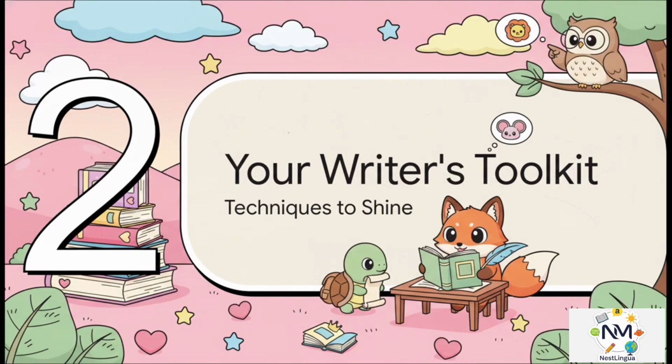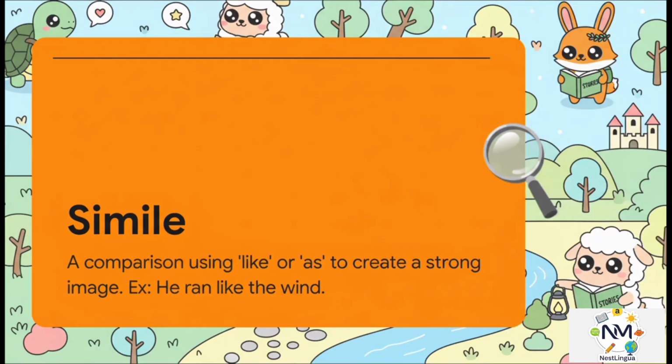All right, let's open up your writer's toolkit. We're going to look at a couple of special techniques that will make your fable really shine. First up, we've got the simile. This is a fantastic little tool. All you're doing is comparing 2 things using the words like or as. It just paints a much stronger picture in the reader's mind.